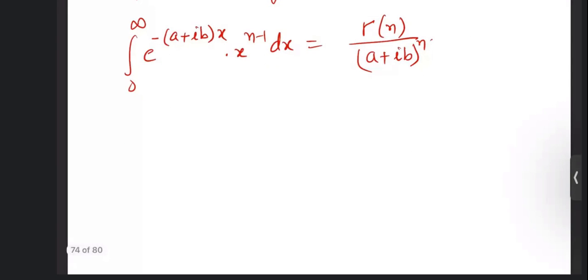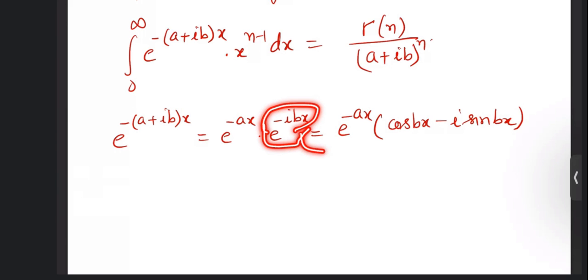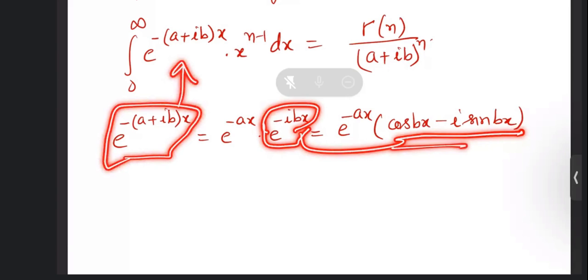Now as we simplify the left hand side, e raised to the power minus (a plus iota b) x can be written as e raised to the power minus ax into e raised to the power minus iota bx. That can be written as e raised to the power minus ax into (cos bx minus iota sine bx), because we have the formula e raised to power iota x is equal to cos x plus iota sin x. Using that formula, this term of the integral will become this one.